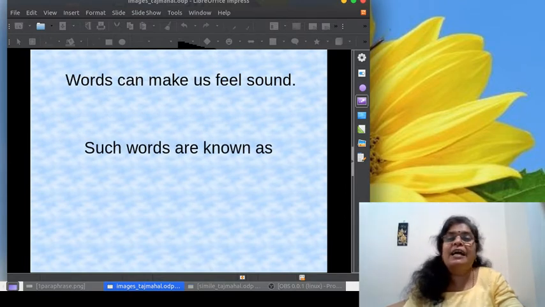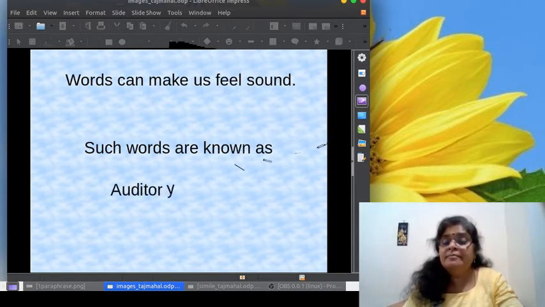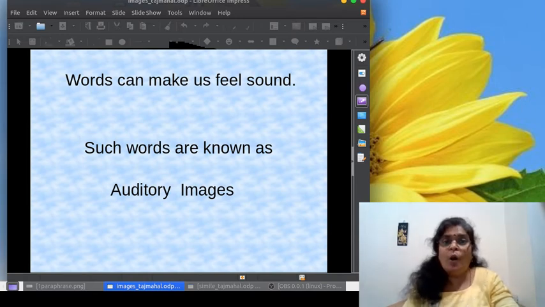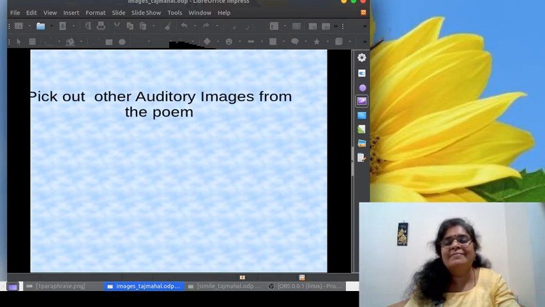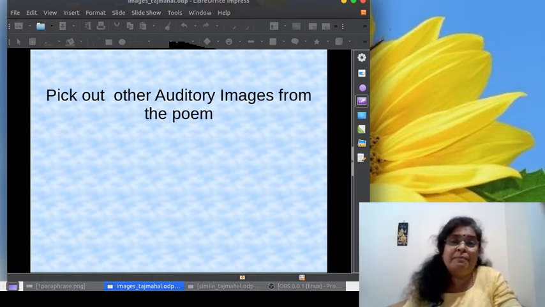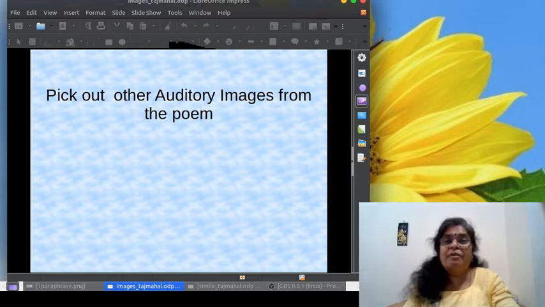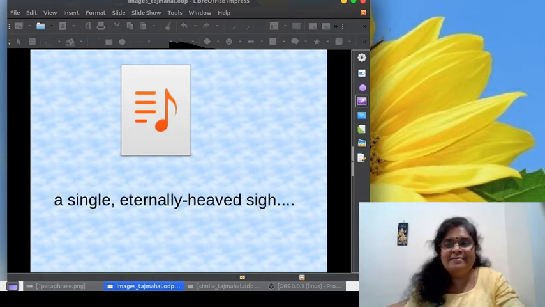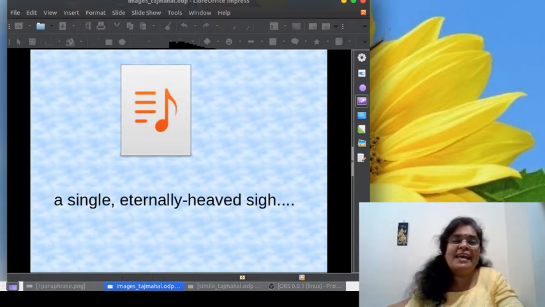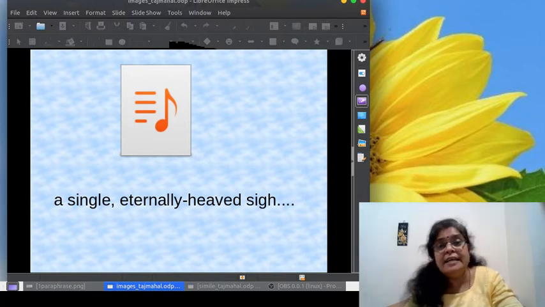Such words are known as auditory images. Auditory. Don't you know audio? What do you mean by audio? Yes, you know audio. That is auditory images. Once more the word. Auditory images. Can you pick out other auditory images from the poem? There is one more auditory image in our poem. Can you pick it out? Yes, this is the sound. And can you pick out the line? Yes, which is the line? "A single eternally heaved sigh." That also is an auditory image.